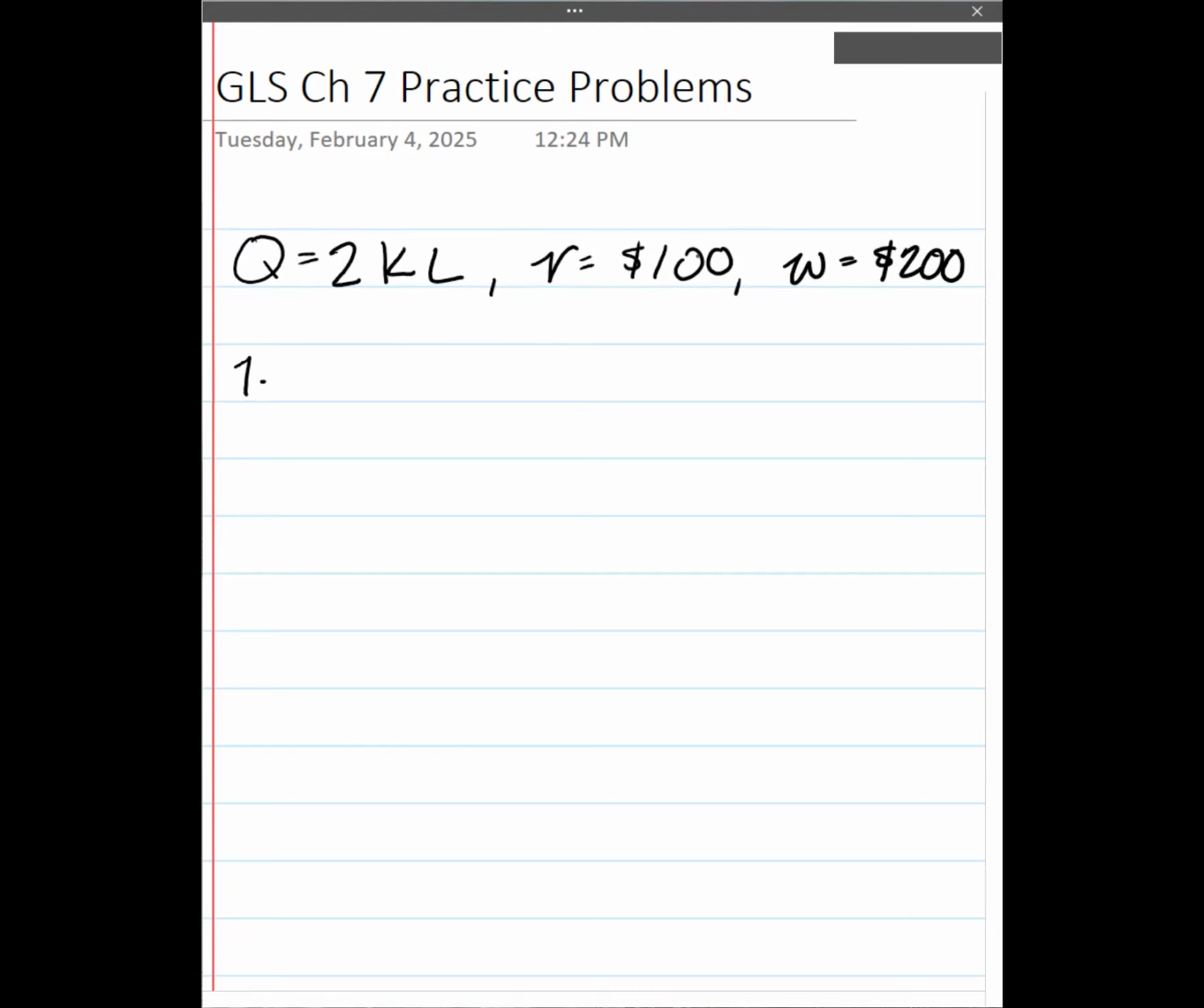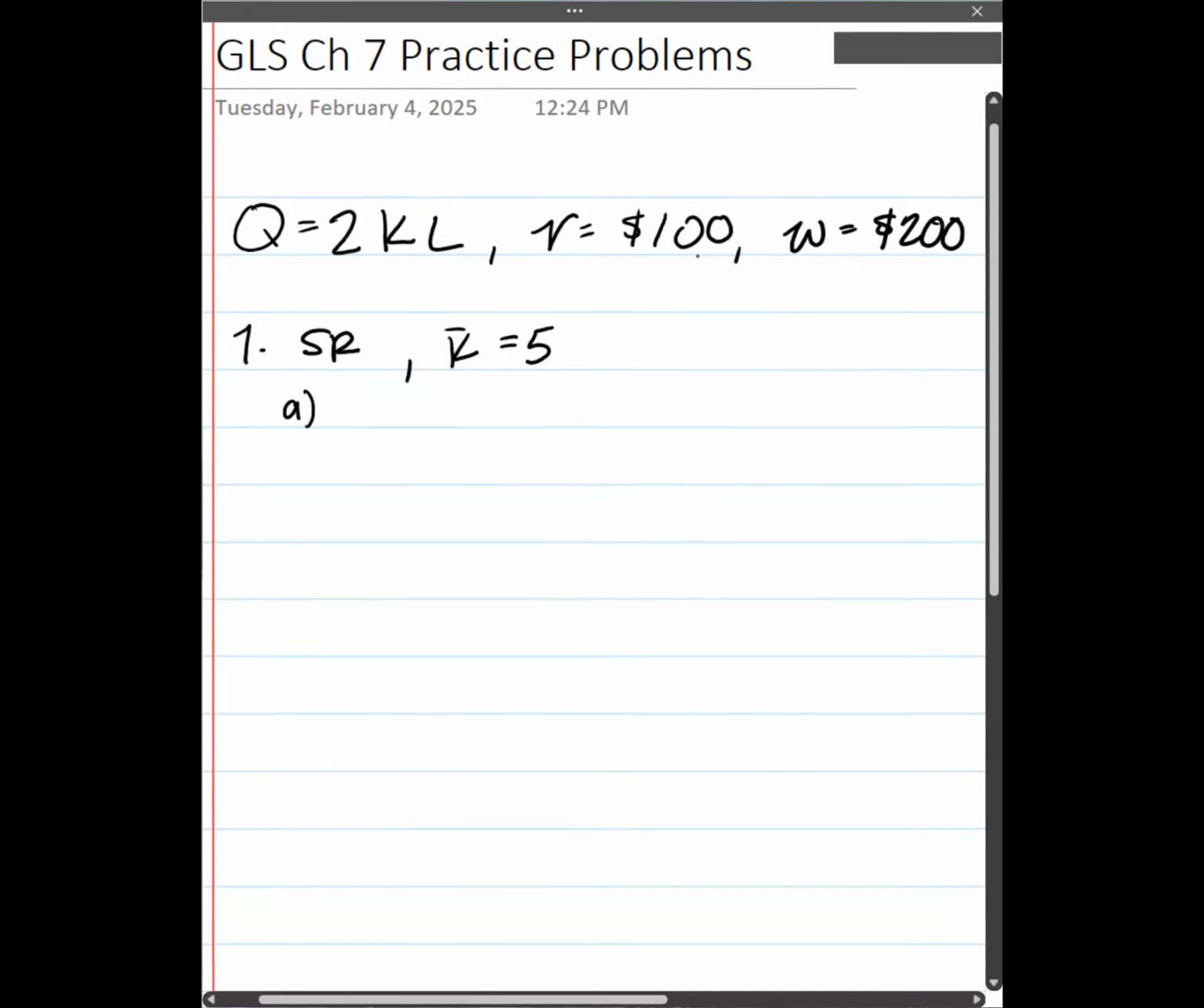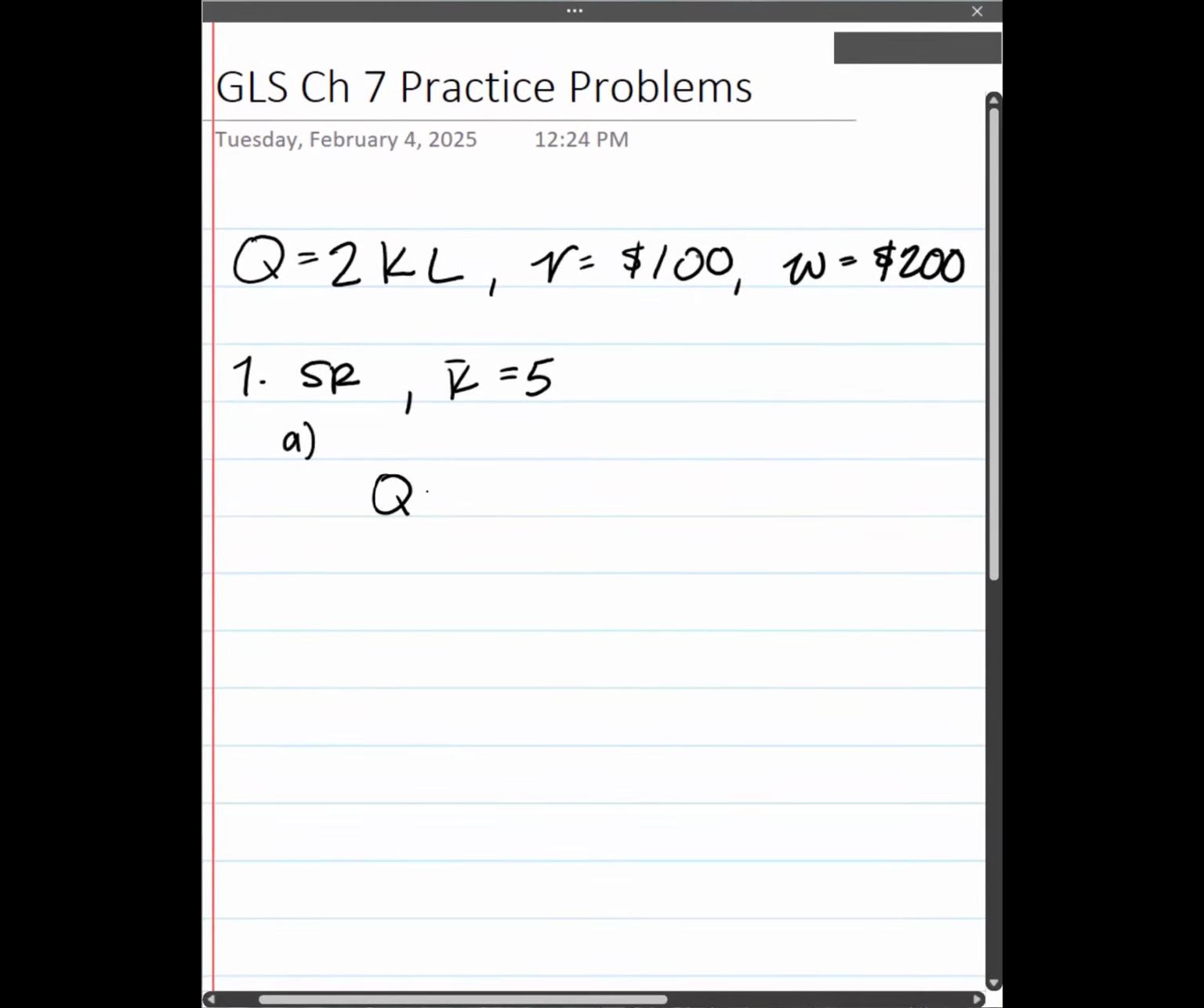Question number 1 says that in the short run, Fry Supply's capital is constant at 5 units. Part A asks us to find the firm's demand for labor in terms of output. So rather than solving for a specific value of labor, we're looking for the relationship between labor and quantity for the firm. We're going to start with the firm's production function.